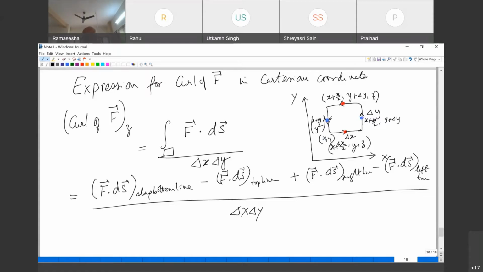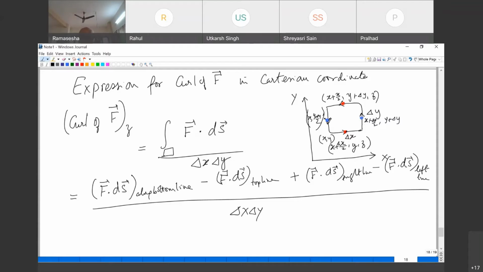Do you follow that? Let me write it neatly. I've taken x plus delta y by 2, no, sorry. So this point is x, because that's the x projection, comma y plus delta y by 2.